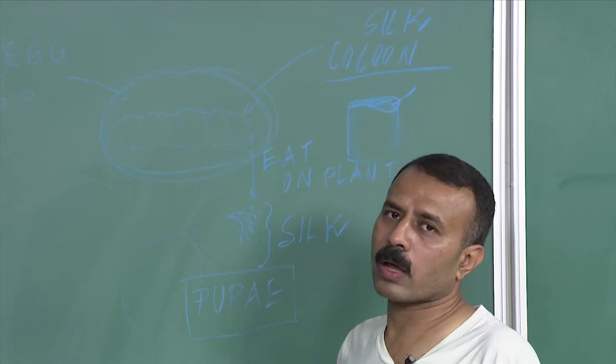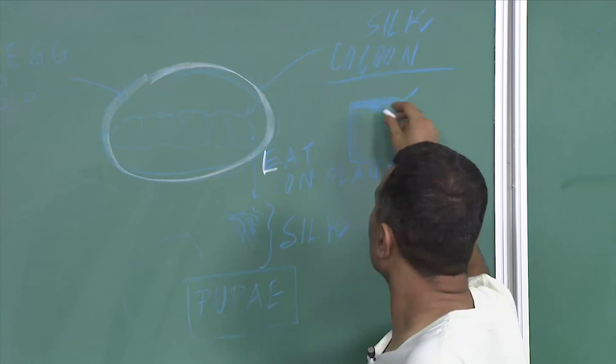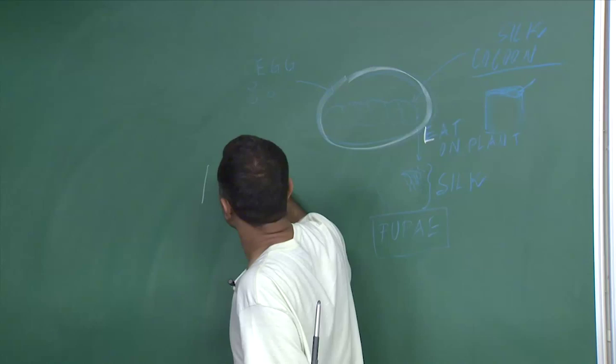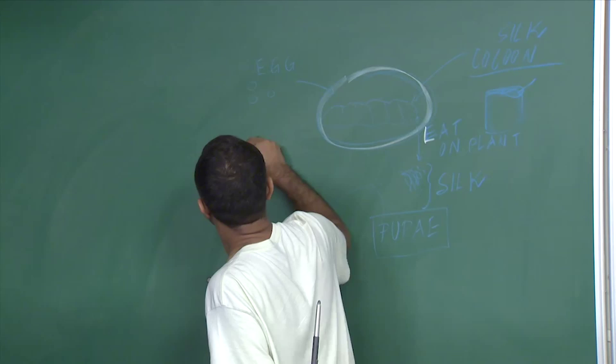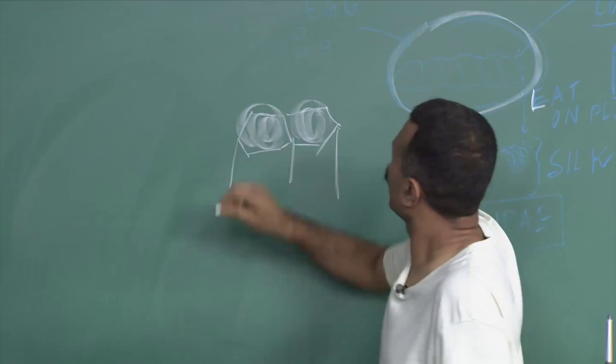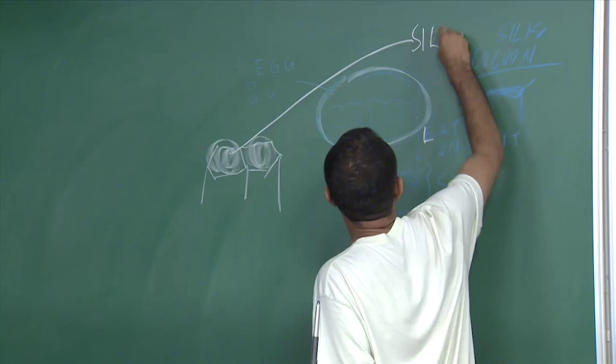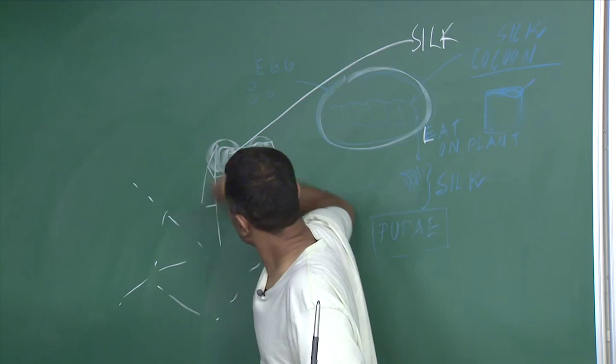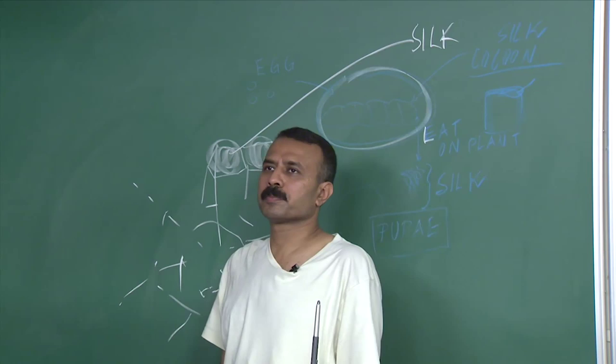So, this is the coating you talked about, the silk cocoon in the hornet nest. If you look at the hornet nest, those hexagonal things, and you see that white coating on top of it, that white coating is also silk. And then you have seen those spider nets, something like this. This is also silk. So, this is the basic thing I wanted to clarify.